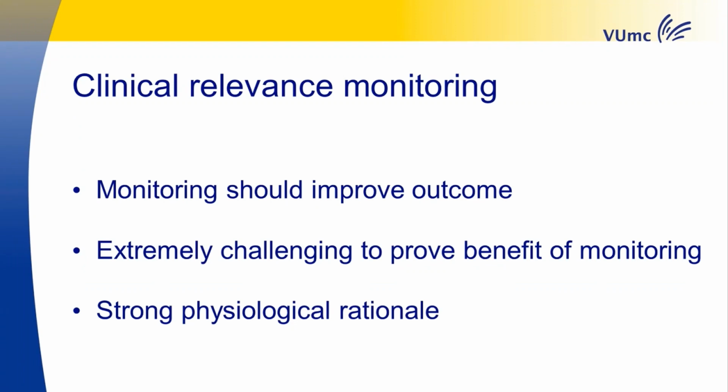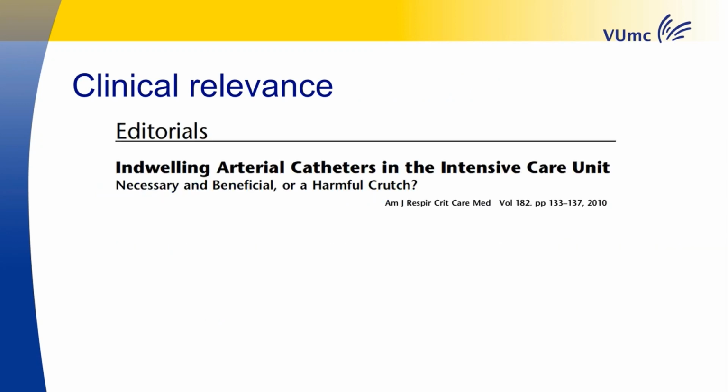Well, of course, and that's important. We need evidence that monitoring improves outcome, but it is challenging. I mean, this nice editorial has demonstrated there is no evidence out there that an arterial catheter for blood pressure measurements improves outcome. And you use it in most of your patients, right? Because it feels for us there's a good physiological rationale to have minute-by-minute information on blood pressure.